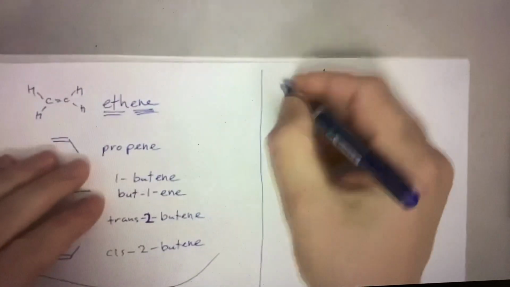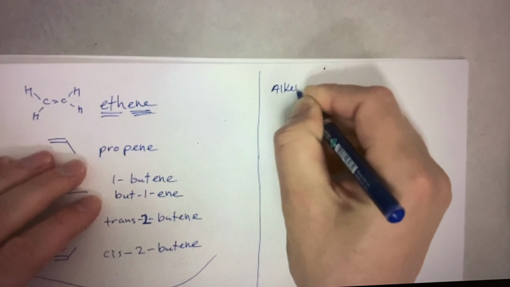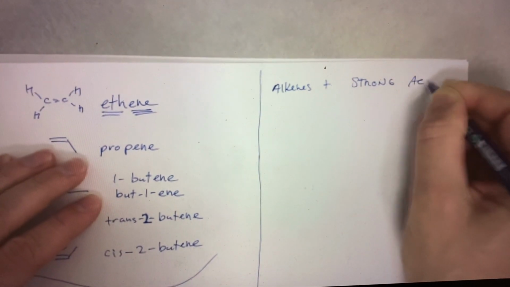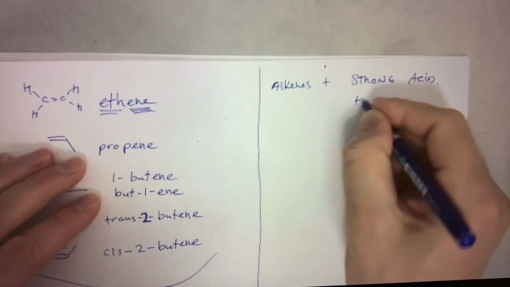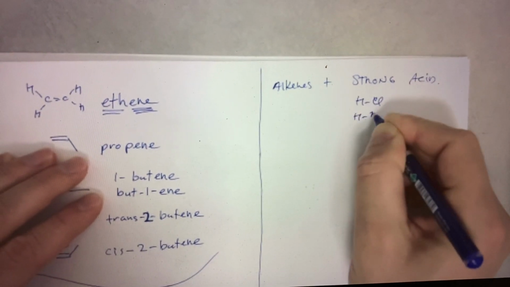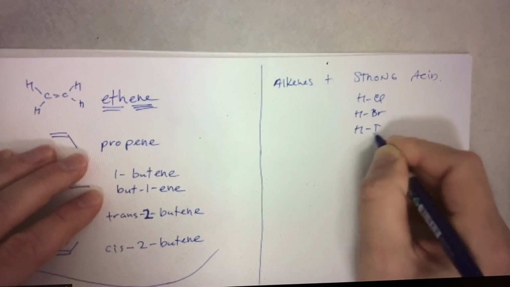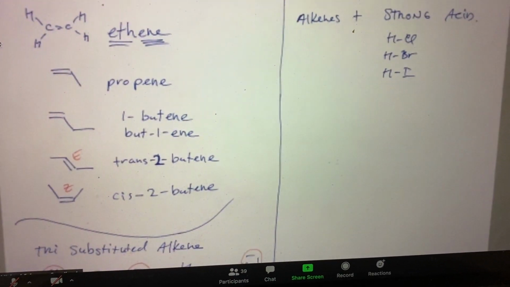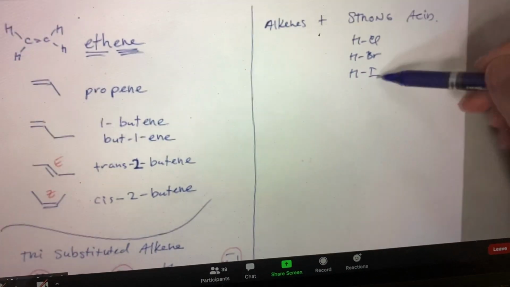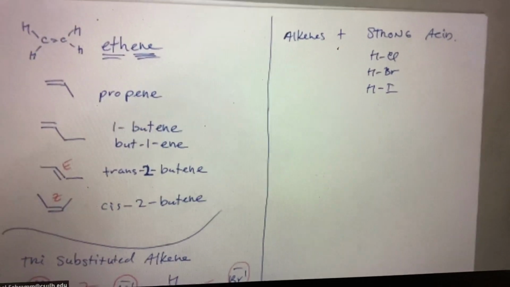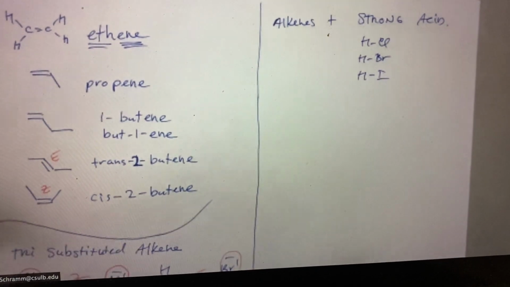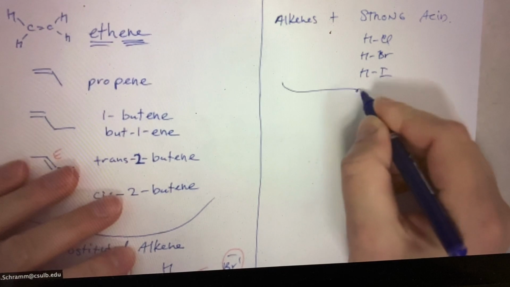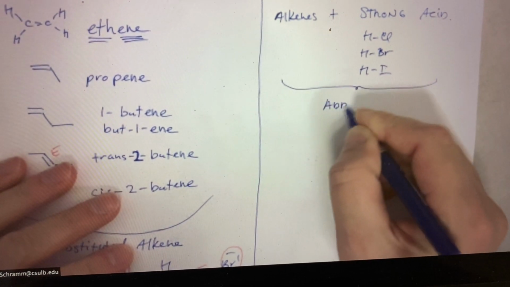And so we're going to talk now about the reaction of alkenes plus strong acid. The strong acids we're going to use in this case are HCl, HBr, or HI. All three of these acids work exactly the same as one another. The only difference is the corresponding halide that's attached. These are all strong acids by definition, and we're going to see how they react with alkenes, and we know, at least for now, that these are going to lead to an addition reaction.